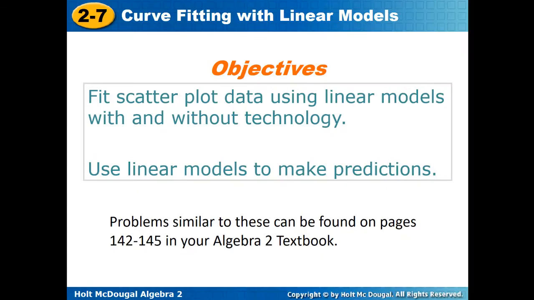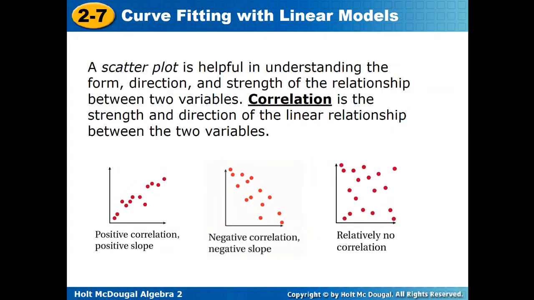So let's get started. All right, let's talk about what a scatter plot is. These problems are a little bit different than what we've been used to. Today's lesson, instead of having just one straight line, we have several points that have just been plotted. A scatter plot is helpful in understanding the form, direction, and strength of the relationship between two variables. Correlation is the strength and direction of the linear relationship between the two variables.